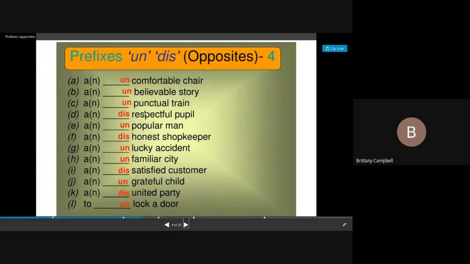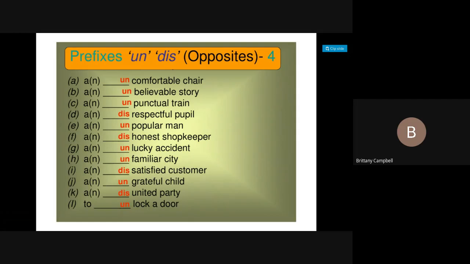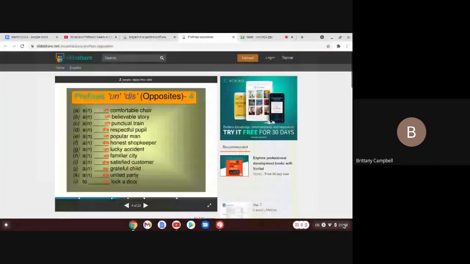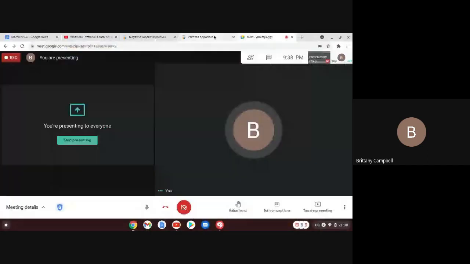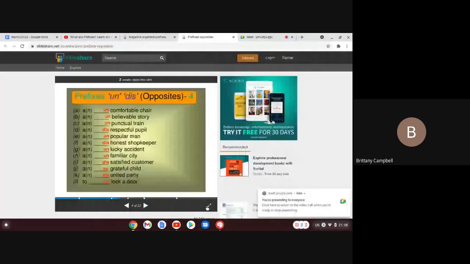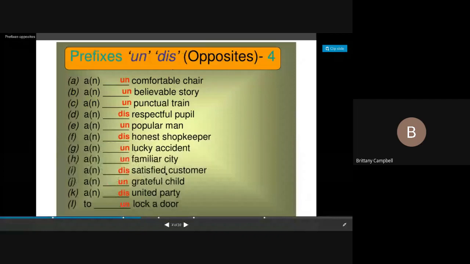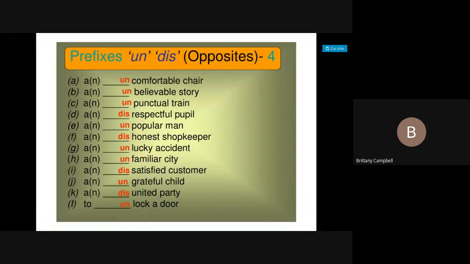So look at this. Disrespectful pupil. What is it saying here? If you're disrespectful, right, you are not respectful at all, right? How about dishonest? If someone turned to you and said, "Oh, you're a dishonest person," is that something good? Indeed, it is not. So you are not an honest person. And none of us want to be said that we're not honest. Yes? Look at this dissatisfied customer. So you are not satisfied at all for whatever reason it may be, but you're just not satisfied.